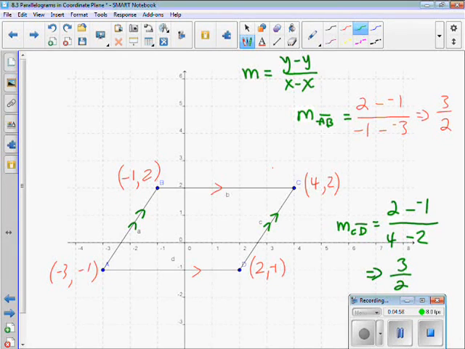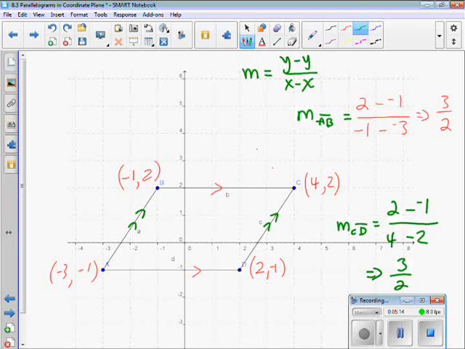Now we could check to see if it's a rhombus, and we could do that by checking the sides and seeing if they're the same length. We could check to see if it's a rectangle, and we could do that by checking to see if the slopes are perpendicular, which they are not.